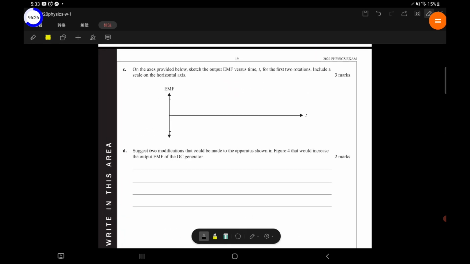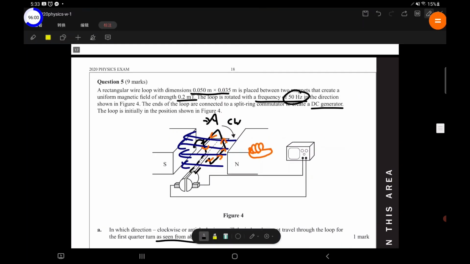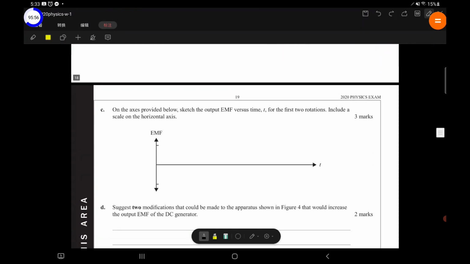Okay, so on the axis below, we have to sketch the output voltage versus the time. I'm already betting a lot of people got this question wrong because, what do we have? We have a DC generator, and for DC generators, your voltage is always positive. It's always in a constant direction. And yeah, definitely a lot of people would have gotten this question wrong. It's a DC motor, right? Oh, sorry, not a motor, a DC generator.